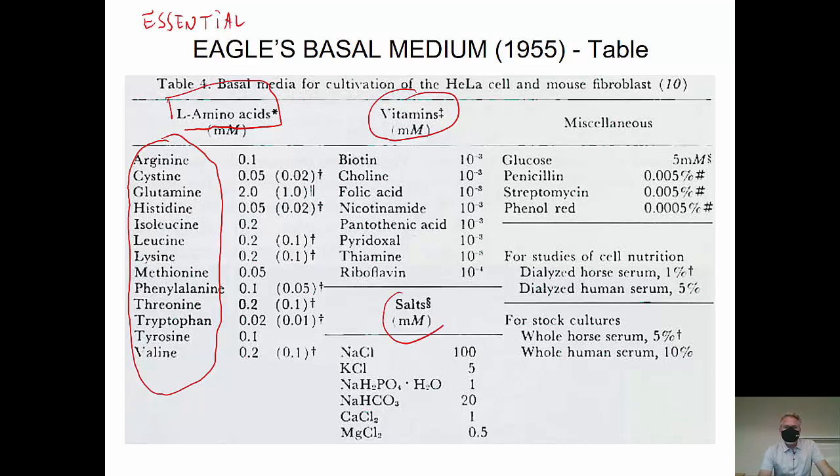Salts, we require salts to maintain tonicity. So what you need to do is balance the salts inside and outside of the cell. Otherwise the cell swells up and explodes or shrinks and dies. So for tonicity, we need to make an isotonic solution, so the concentration of salts in and out are the same. And salts are also required for a number of cellular processes. We'll come back to them a few times in the course.